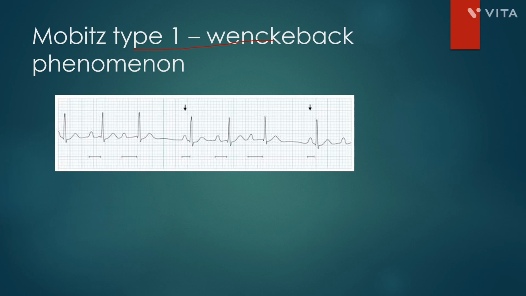Mobitz type 1 is when there is progressive prolongation of PR until one P is dropped. See if you can see here, the PR interval is this much in the first setting. It increases. Then here it drops. There is a small P, but it drops. There is no QRS. Then again it comes. Then it drops. Okay.